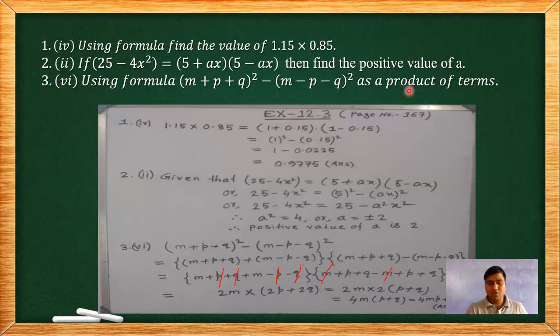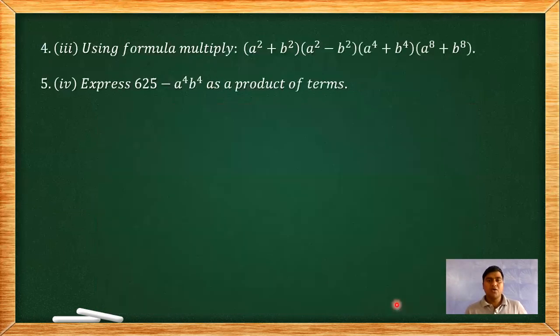So we go to our next problem, problem number 4.3. Using the formula, multiply a square plus b square into a square minus b square into a to the power 4 plus b to the power 4 into a to the power 8 plus b to the power 8. Using the formula, multiply this.